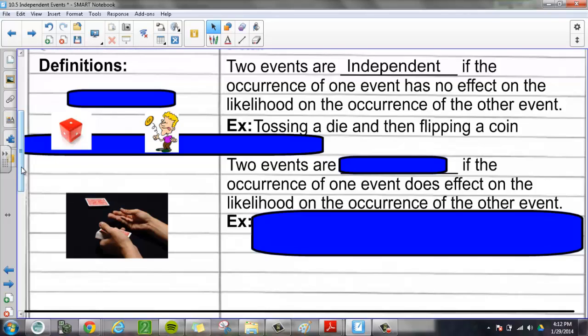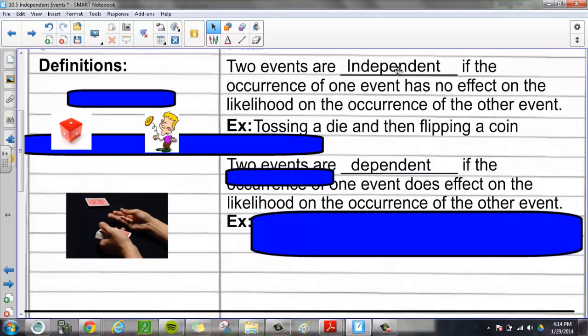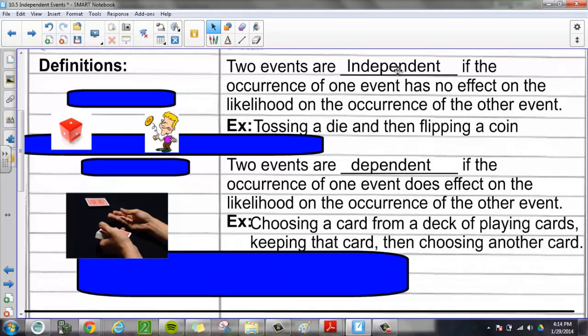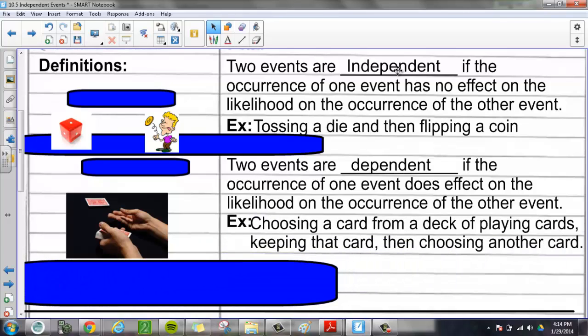Therefore, they're independent events. Now let's talk about dependent events. Two events are dependent if the occurrence of one event affects the likelihood of the occurrence of another event. An example I have for you is choosing a card from a deck of playing cards. Let's say you choose a card, you take it out, and you keep it out. Then any card you choose in the deck from here on out, the chance of you choosing a certain card changes depending on that first card you chose.